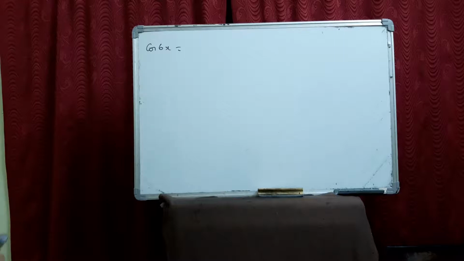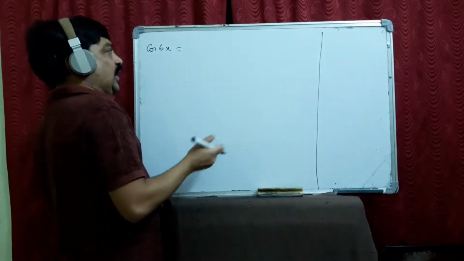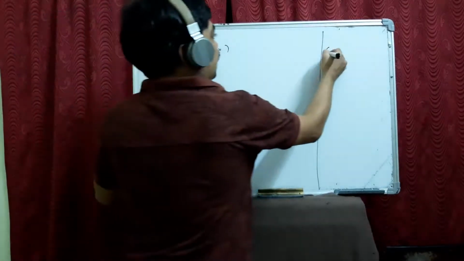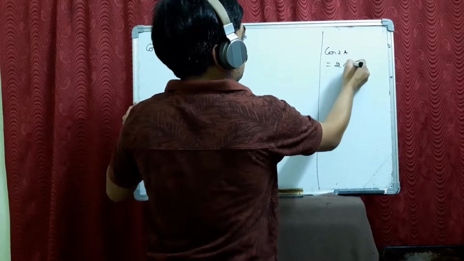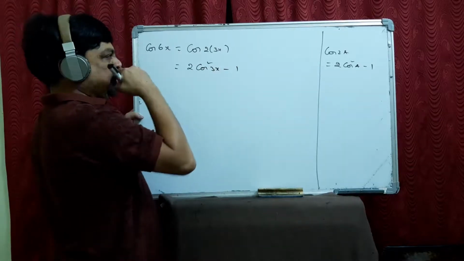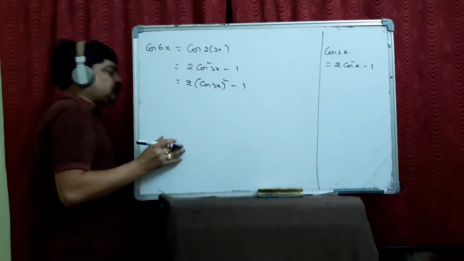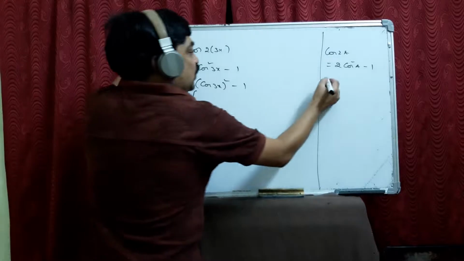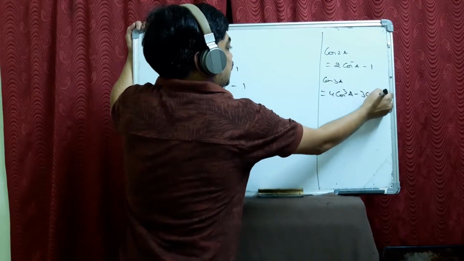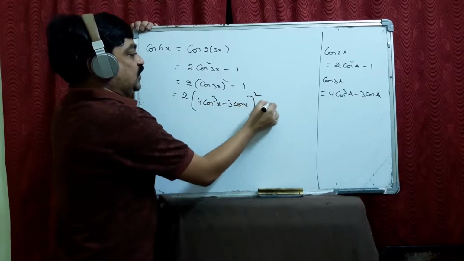See, in the last question, cos 6x, we apply the formula of both cos 2a and cos 3a. I'll tell you how. Because the whole answer is in terms of cos, we write cos 2 of 3x. Cos 2a in terms of cos is 2 cos square a minus 1. So we write 2 cos square 3x minus 1, which is nothing but 2 times cos 3x whole square minus 1. Now, what is cos 3a? We know the formula of cos 3a also. It is 4 cos cube a minus 3 cos a. So it becomes 2 times 4 cos cube x minus 3 cos x whole square minus 1.